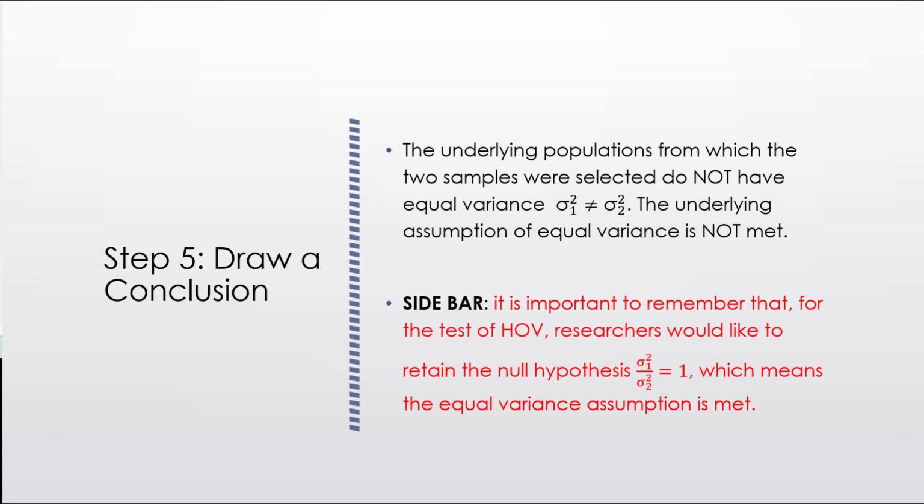This result is somewhat unfortunate because for tests of HOV, researchers generally prefer to retain the null hypothesis, as it provides evidence that the assumption is satisfied. Failure to meet the homogeneity of variance assumption means that additional considerations are necessary in hypothesis testing.